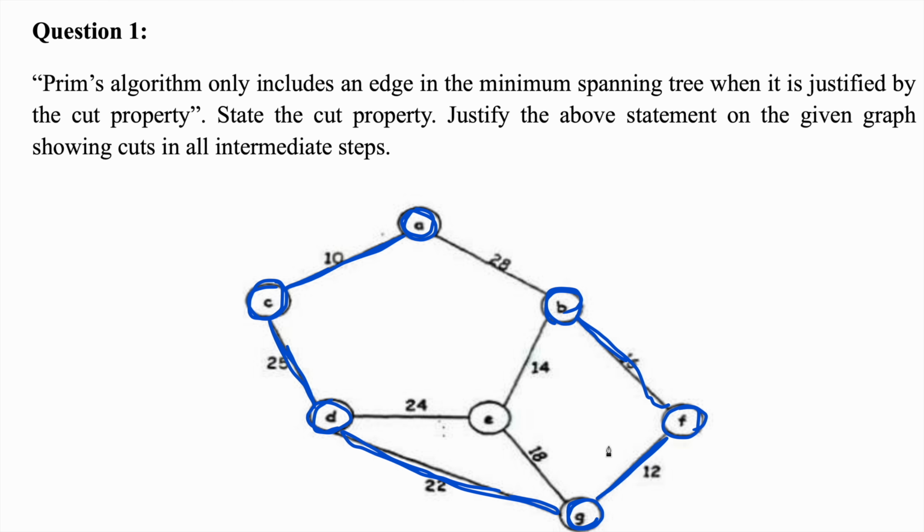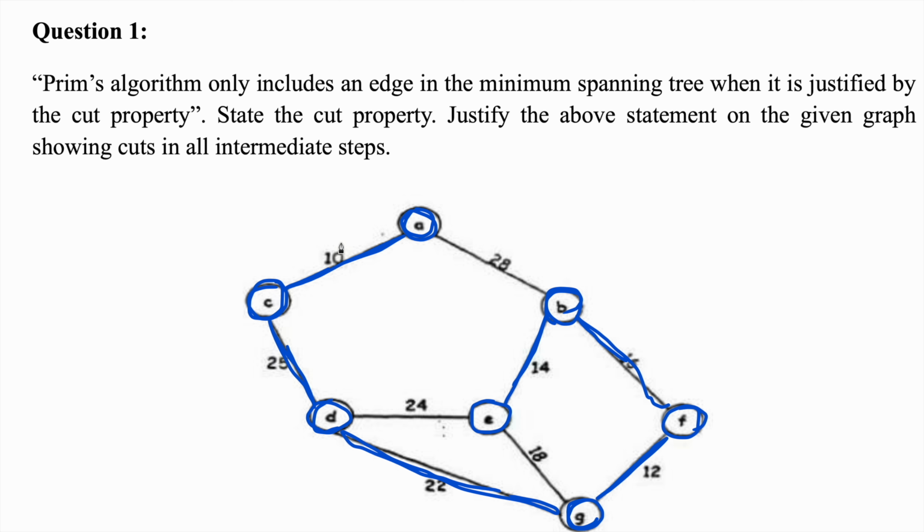Now we have to discard all of these from these, so it's simply like this. Again, choose the minimum among 28, 14, 18, 24. 14 is the minimum, so we'll select this one like this. And now see, we have reached all nodes and no cycle is forming, so it's a minimum spanning tree.